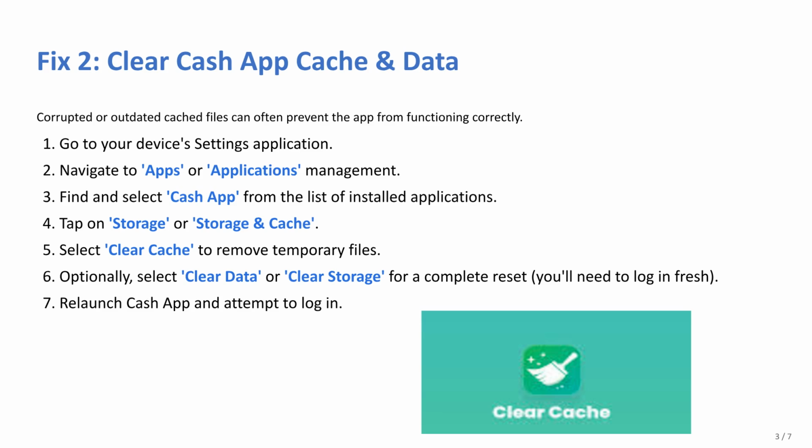To clear them, go to your device's settings, navigate to App Management, and select Cash App. Tap on Storage or Storage and Cache to clear the cache. You may also choose to clear data for a complete reset, though you will need to log in again afterward.